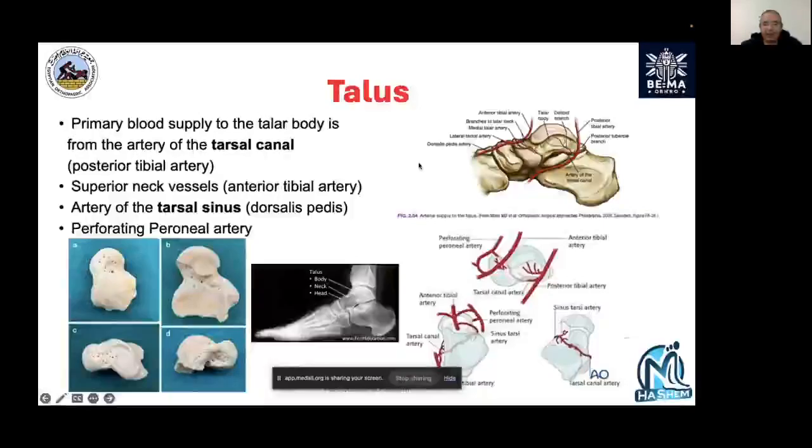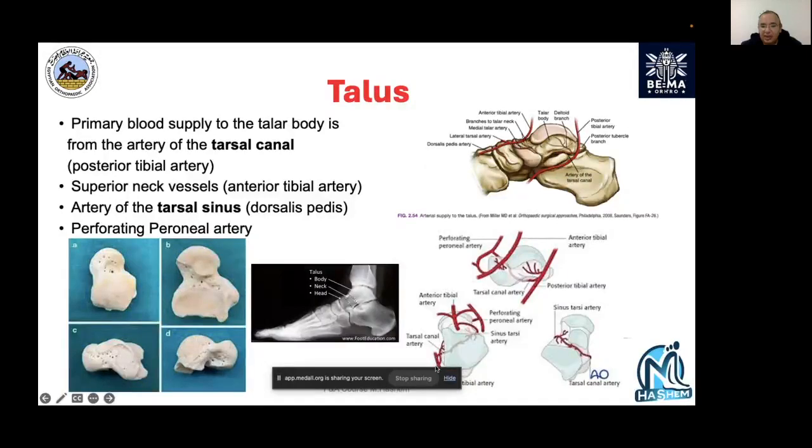If you come to the blood supply, which is very, very important for the talus, the main artery which supplies the talus is the artery of the tarsal canal, and this is coming from the posterior tibial. So posterior tibial gives the artery of the tarsal canal, anterior tibial gives branches to the talar neck, and then gives the artery of the sinus tarsi, which anastomoses with the artery of the tarsal canal, and this is where the main blood supply to the talus comes from.